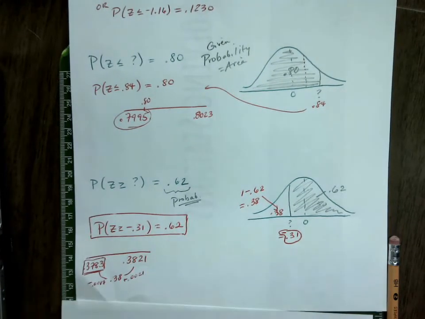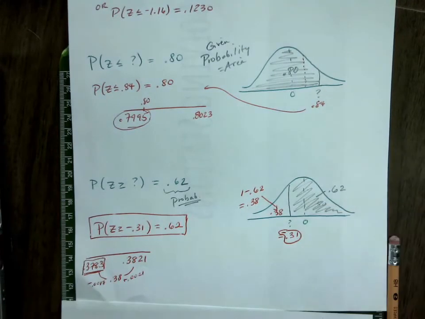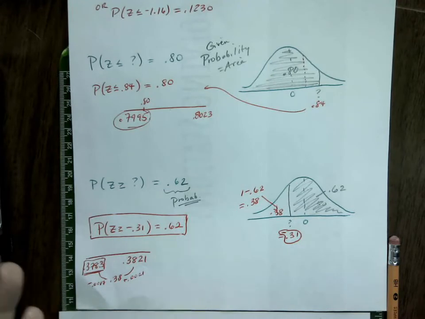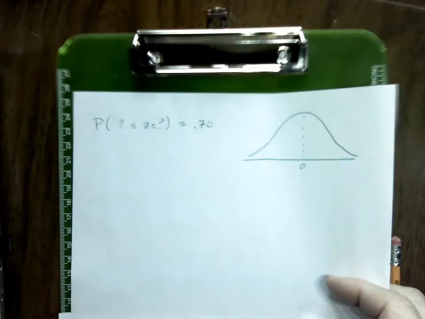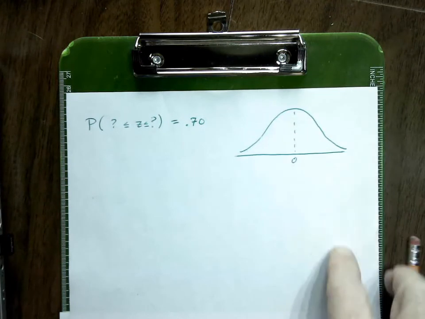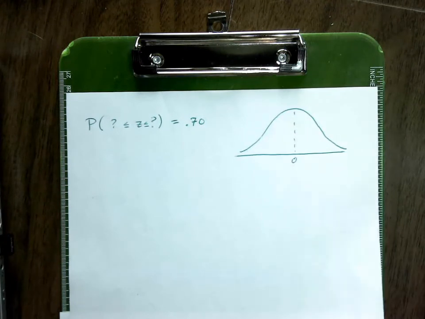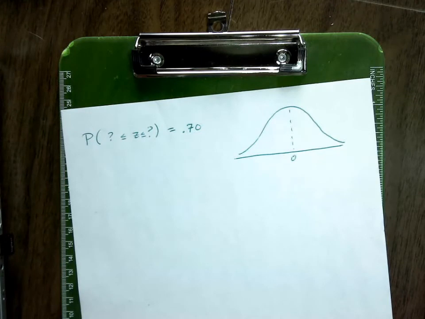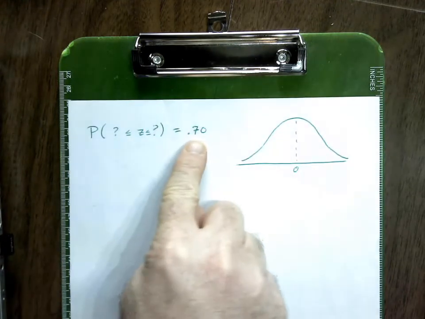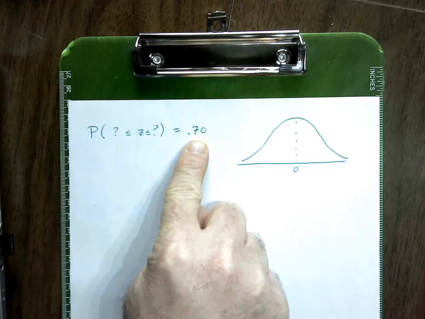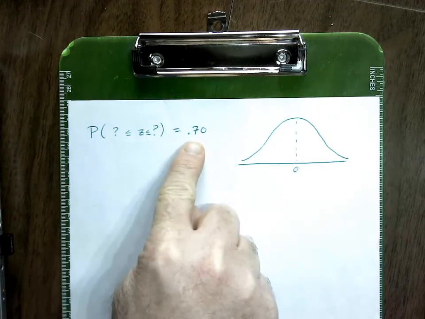Okay? Makes sense? So we have one more type of example we want to look at. We've looked at areas to the left. We've looked at areas to the right. What happens if we look at areas between? So let's say, for example, we're in manufacturing or something else, and we want to find the probability that something falls between two numbers and it's the middle 70%. Okay, so between two numbers gives us 70%.